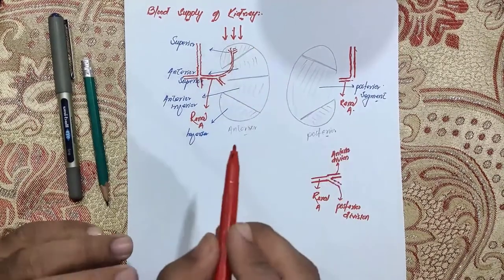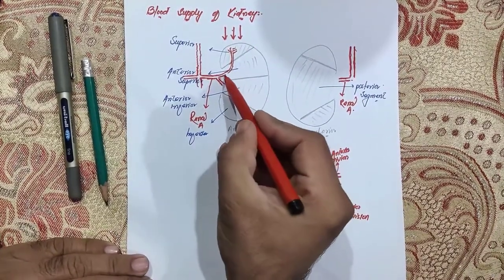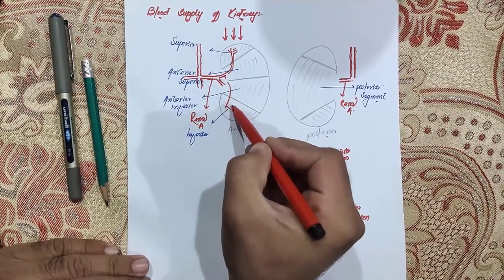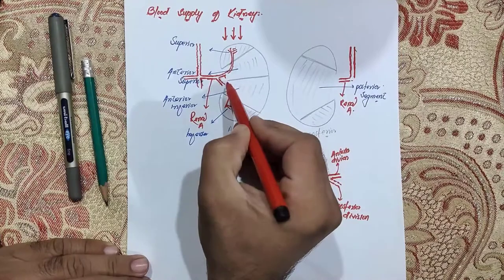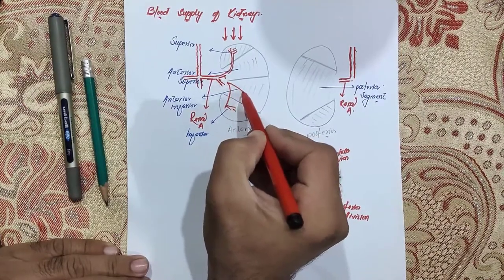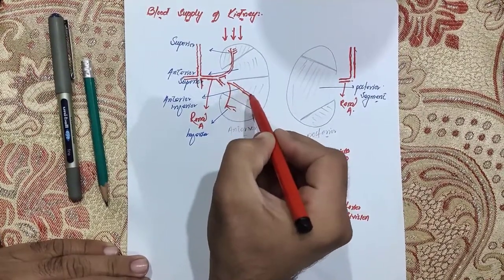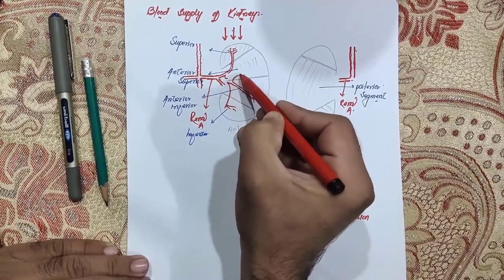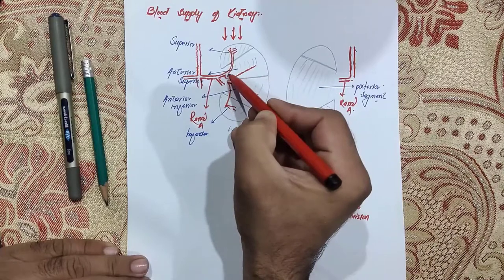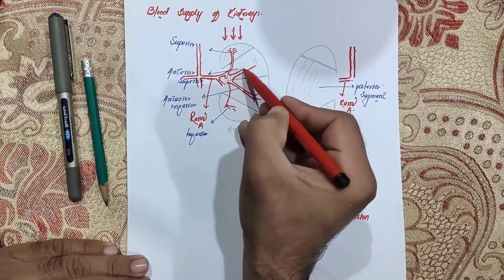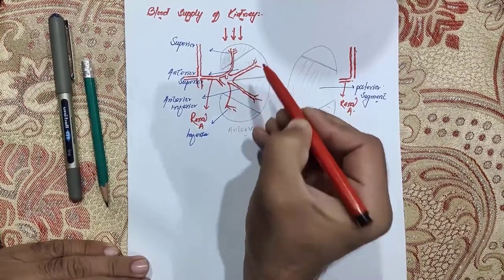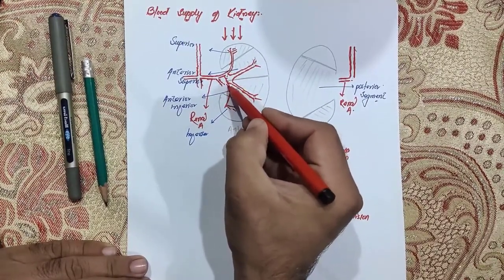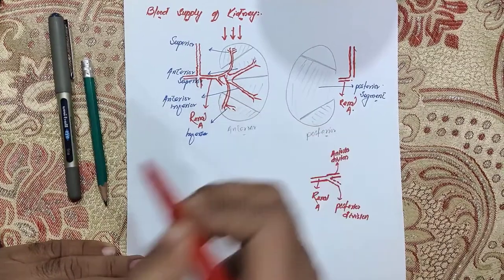We will see all these branches. Then there is an inferior branch, right? And we will see all these branches also, inferior branch. Then there is an anterior inferior branch to the anterior inferior segment, like this, right? And my friends, there is an anterior superior branch to the anterior superior segment of the kidney, like this. It's quite beautiful arrangement, right? So it's like this totally.